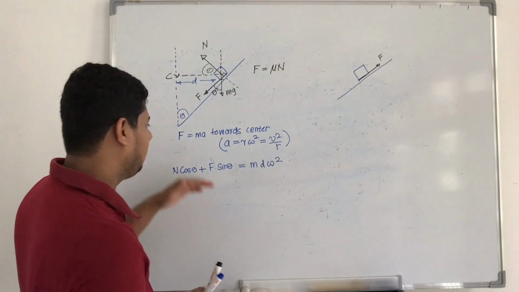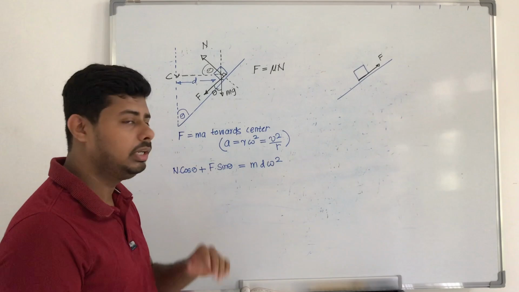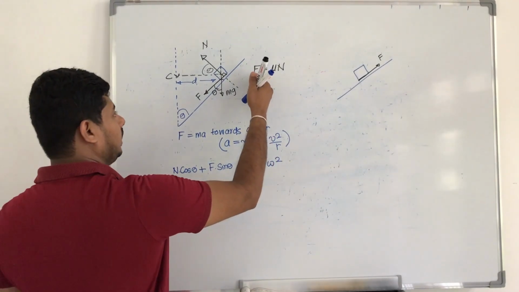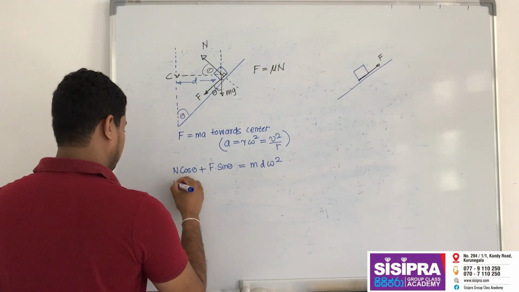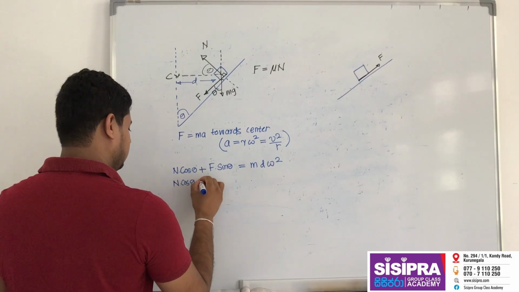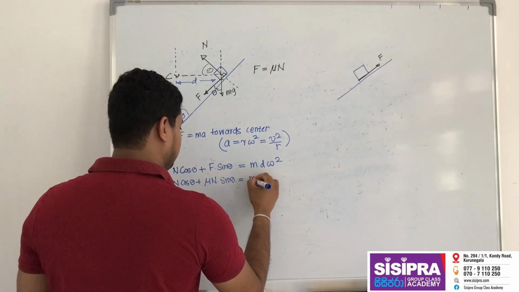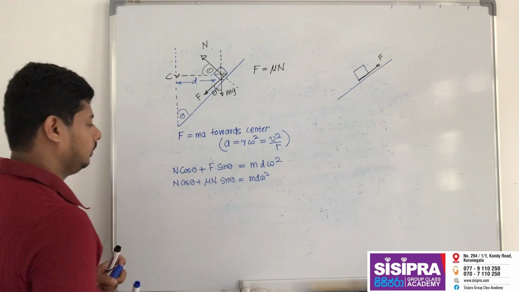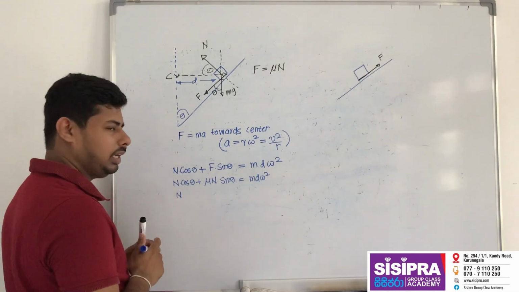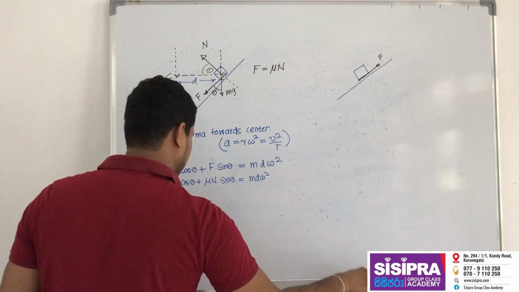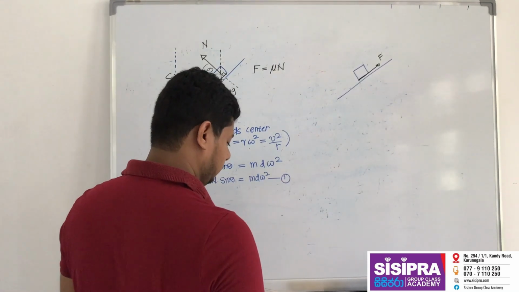So by applying F equals ma towards the center, you get the equation N cos theta plus F sin theta equals m d omega squared, and you know that friction is equal to mu times N. Now you can plug in here: N cos theta plus mu N sin theta is equal to m d omega squared. Right? Here you can see N is common, so you can take N outside, or keep it like that and divide. We will keep it like this, because taking it out is an additional step. So this is my first equation.